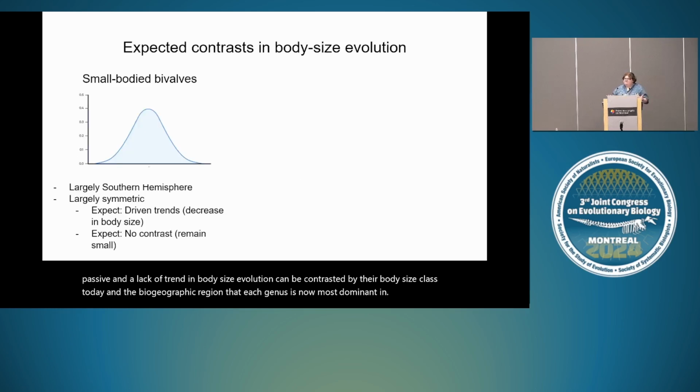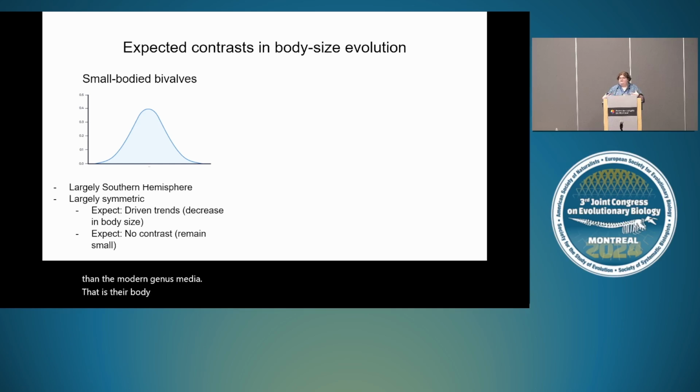Given the prevalence of small-bodied bivalves in the southern hemisphere and the fact that small-bodied genera tend to produce mostly symmetric distributions in body size, I expected that most small-bodied genera would show a mix of no contrast in their first known fossil and current median, and driven trends in which the earliest fossil member is significantly larger than the modern genus median. That is, their body size has decreased since the origin of the genus.